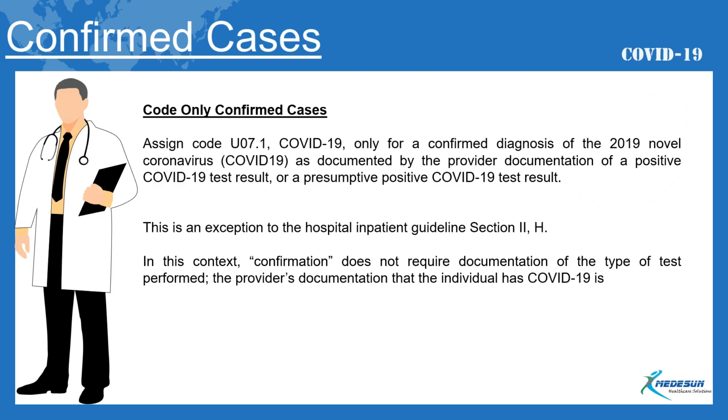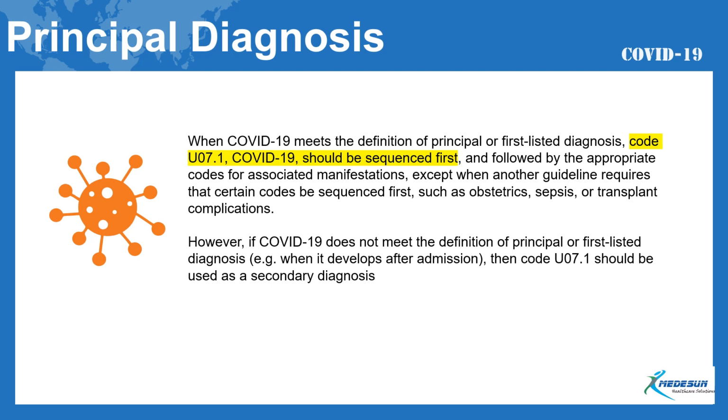As per the guidelines, we have to code only confirmed cases. Confirmation does not require physician documentation. Assign COVID-19 U07.1 as a principal diagnosis based upon the admission. However, in case of sepsis, COVID-19 you have to code as an additional diagnosis. You have to code sepsis first.